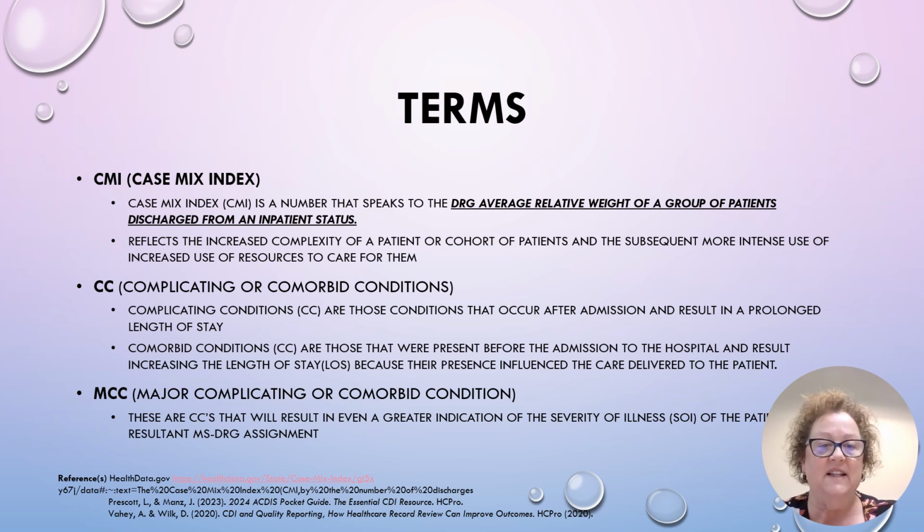You will hear the term CC, a complicating or comorbid condition, which are those conditions that occur after admission and result in a prolonged length of stay. Comorbid conditions are those that were present before admission to the hospital and resulted in increased length of stay because their presence influences the care delivered to the patient. The MCC, major complicating or comorbid conditions, are those CCs that would result in an even greater indication of the severity of illness of the patient and the resultant MS-DRG assignment.